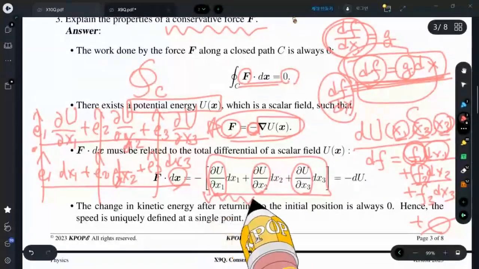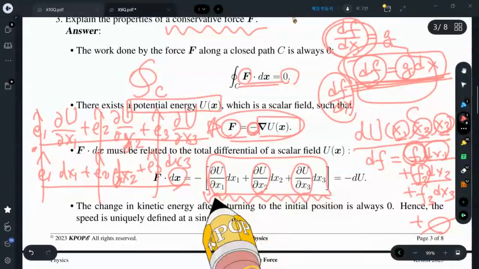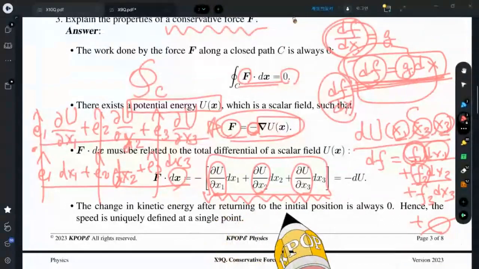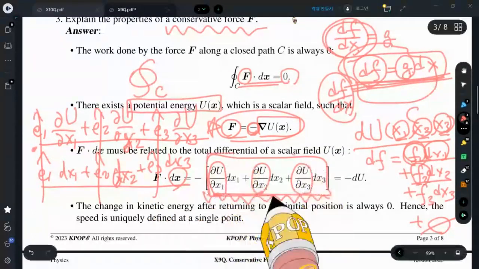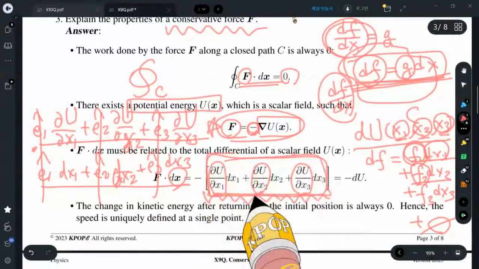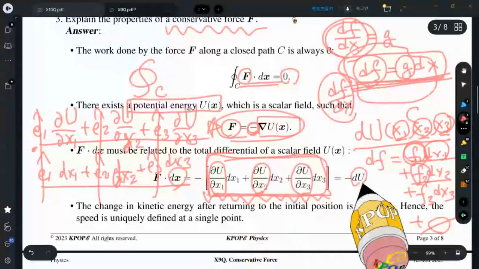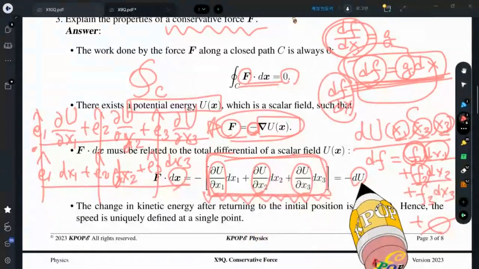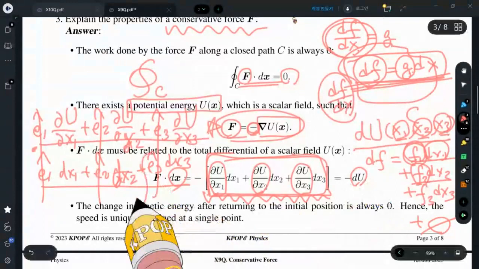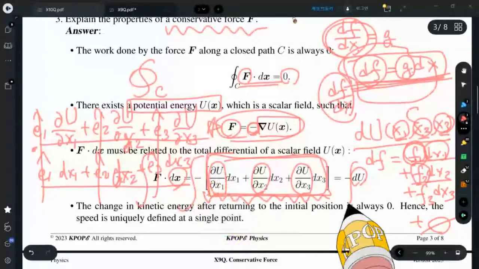This is the multi-dimensional generalization of the chain rule. Okay, so because of that, we can combine everything all together. This is nothing but the differential of u. If it is the differential of u, the integral is trivial.